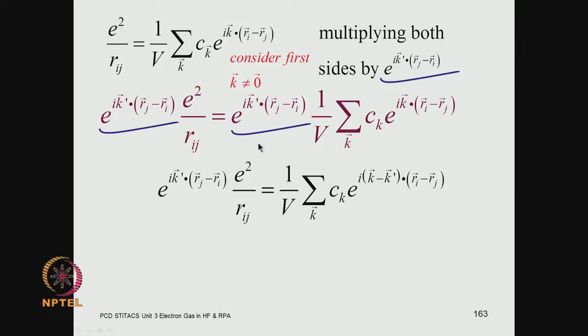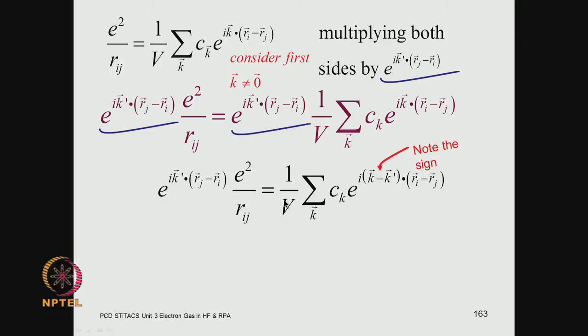And now you see that on the right hand side, these two arguments are very similar except for the fact that this is k and this is k prime. On the other hand, this is ri minus rj, this is rj minus ri. So, if you take the dot product of k minus k prime with ri minus rj, you get an equivalent correspondence over here, okay. So, this is your expression.